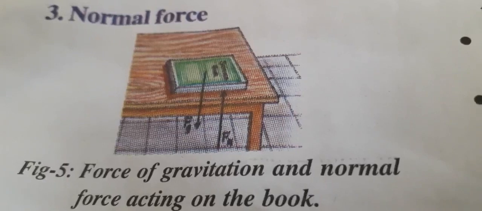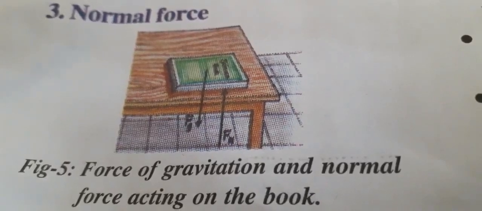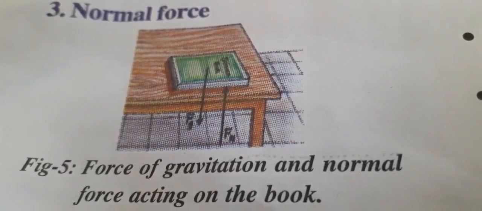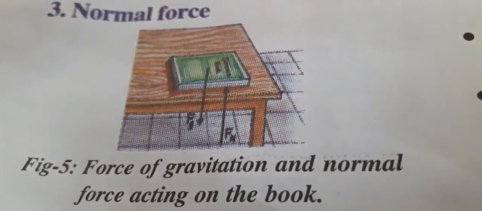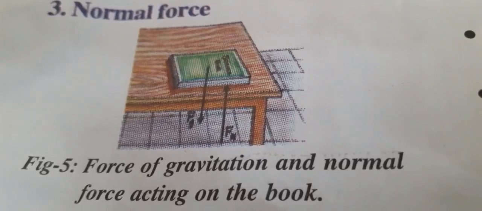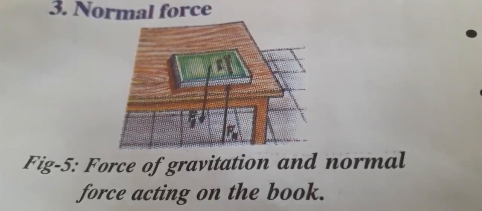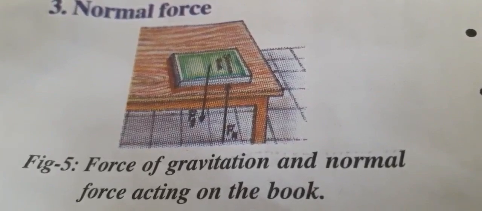In the above example, the downward gravitational force is balanced by the upward normal force. Since these two forces are of equal magnitude and act in opposite directions, the net force acting on the book is zero and the book is in equilibrium.